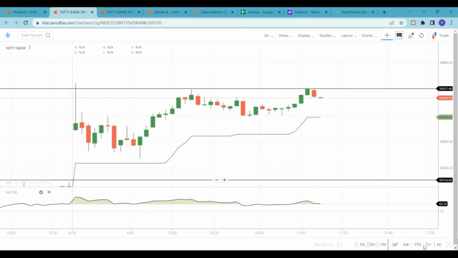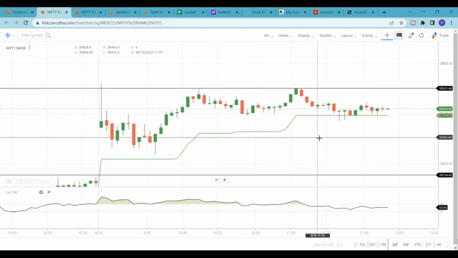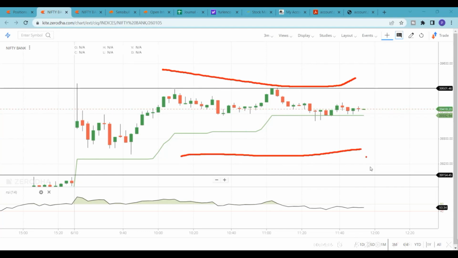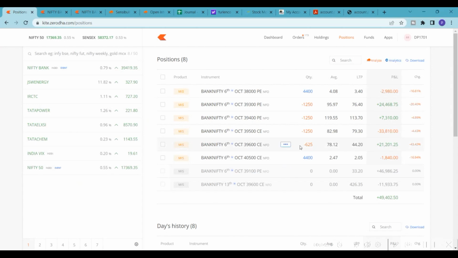Okay, so this was my analysis and it went perfectly, and you can see Bank Nifty is just moving sideways. Time is close to 12 o'clock and it is only moving sideways. Thereby on an expiry day you can expect good profits, and same with my case as well. Decent enough profit of around 50,000.